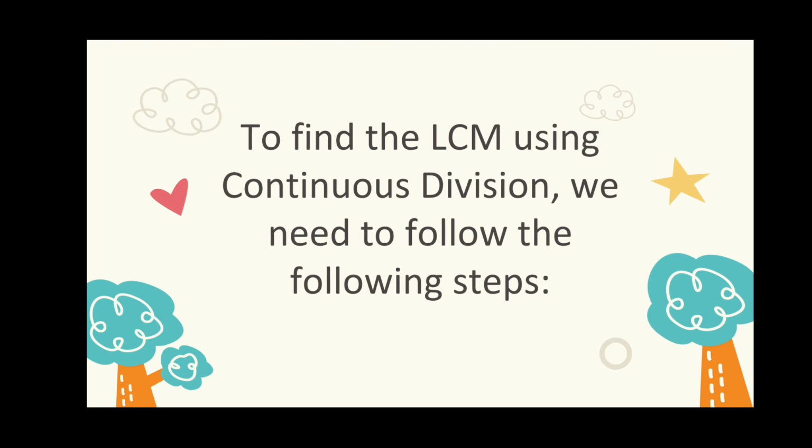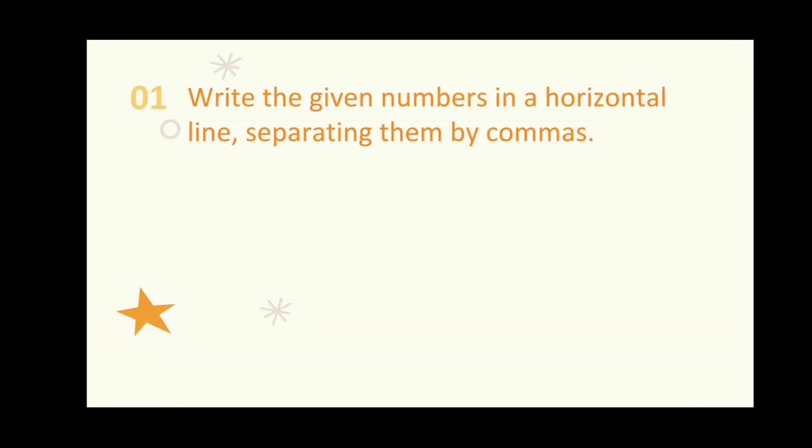To find the LCM using continuous division, we need to follow the following steps. Step 1. Write the given numbers in a horizontal line, separating them by commas. So for example, the given numbers are 20 and 30. So yan, ganyan. Isusulat ng ganyan and then separated sila by comma.